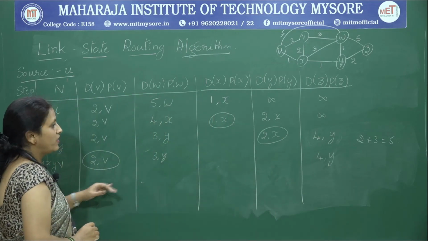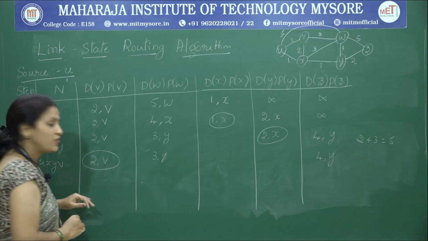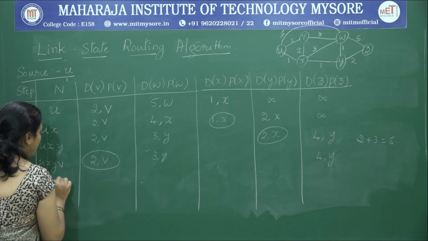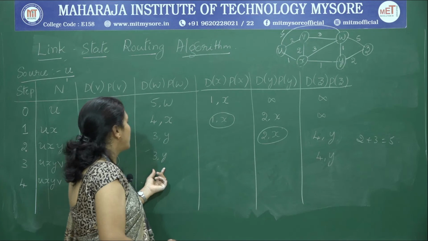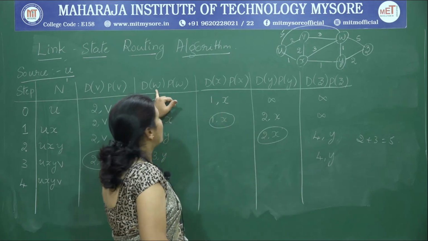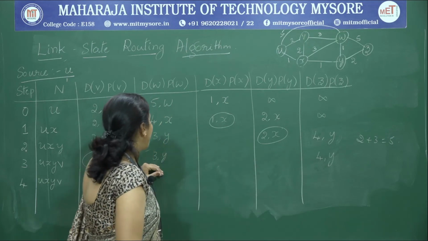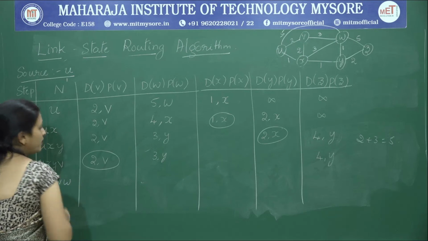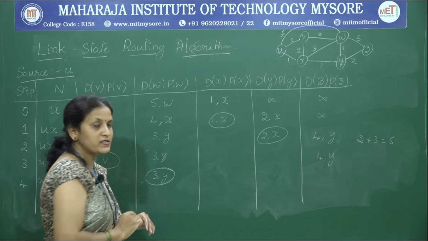So, at the end of this, we will move on to the 4th iteration. We have U, X, Y, V, and we are left with 2 vertices or 2 nodes, that is W and Z, which is having minimum cost. We have W with minimum cost 3. So, we push that to N dash. So, 3, Y is finalized.